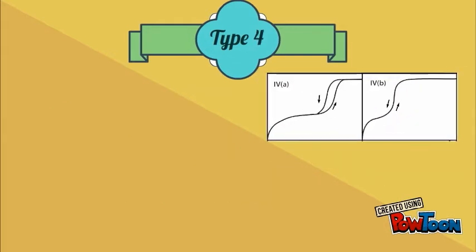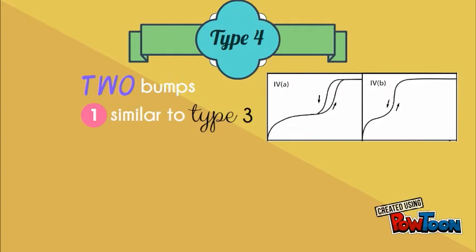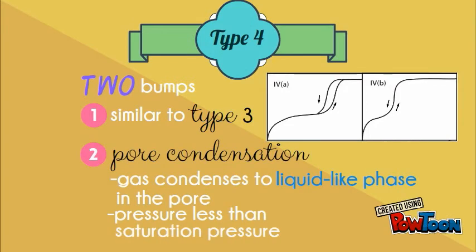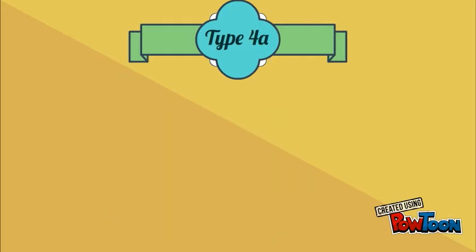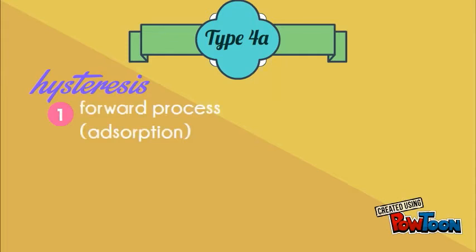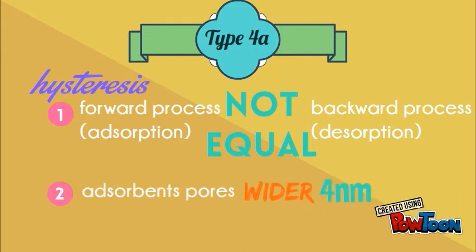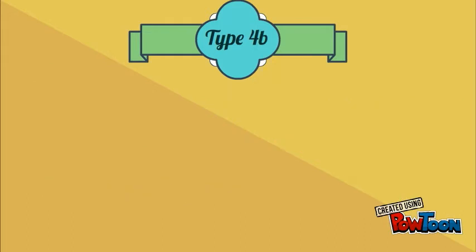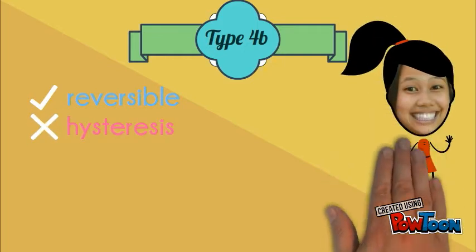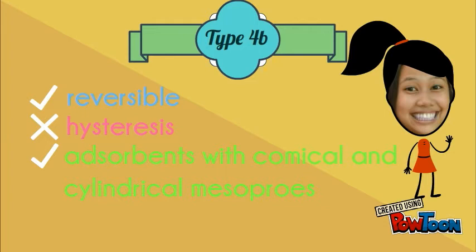Type 4 isotherms have two bumps. The first bump, similar to Type 3, shows the point when monolayer coverage transitions to multilayer coverage. Type 4A isotherms exhibit hysteresis, a phenomenon when the forward process, in this case adsorption, does not coincide with the backward process, or desorption. Type 4B isotherms are reversible and do not exhibit hysteresis. This is associated with adsorbents containing conical and cylindrical mesopores.